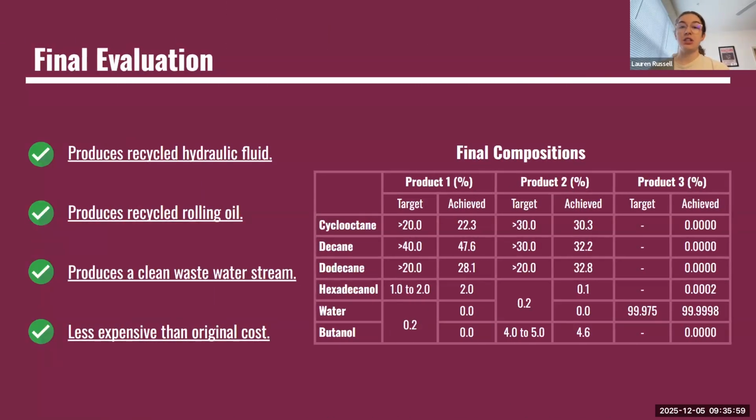For the final evaluation, our process produces the recycled hydraulic fluid, the recycled rolling oil, and a clean wastewater stream. All those final compositions are shown in the table, and it is less expensive than the original cost.